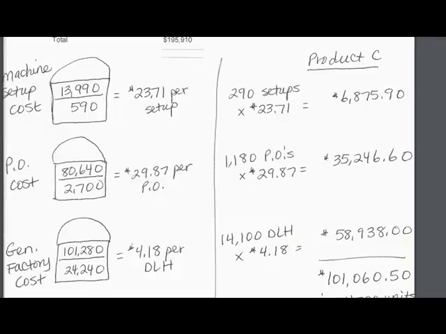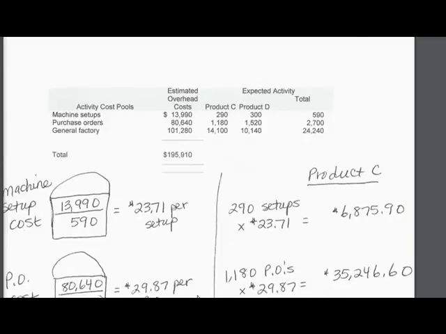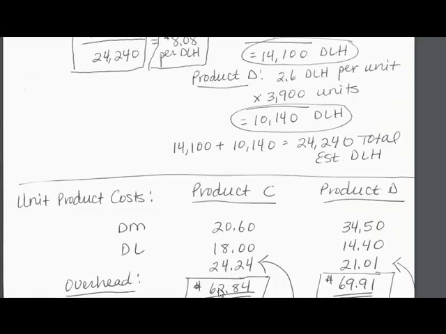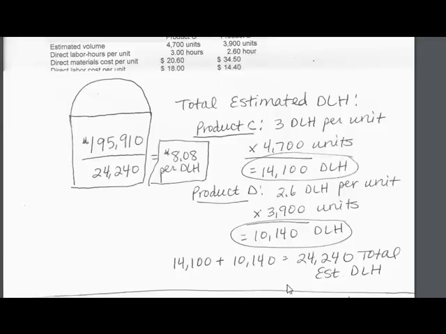So we'll continue on in the same way, taking our purchase order costs, dividing by the activity measure that we're using for this bucket, the number of purchase orders, getting our mini POHR, or our activity rate, and finally doing the same thing down here with our general factory cost. And you might recognize this number, the $24,240, represents the total estimated direct labor hours that we had calculated here in the first part of the problem.